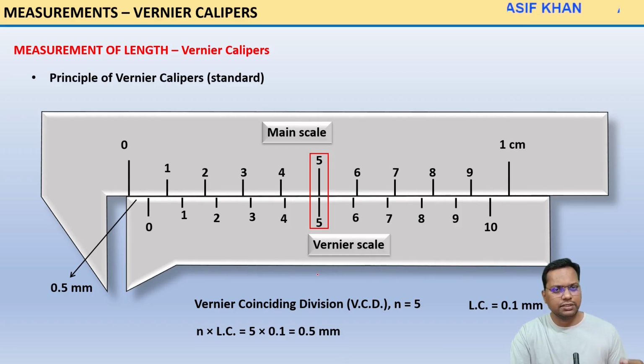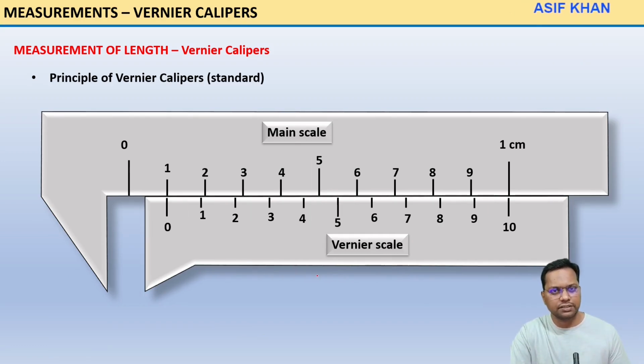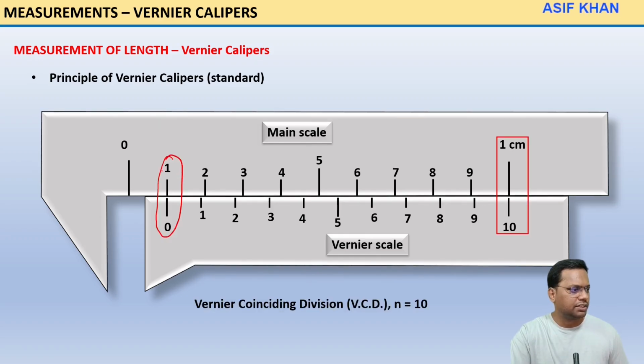Here, if you take a normal centimeter scale, we know that the length of the smallest division is 1 mm. Now that smallest division, we have divided into 10 parts by using a sliding scale on the main scale, and that too in a very simple manner. When the 10th division on the Vernier scale is coinciding with the last line, that is the 1 centimeter line, the zero line is coinciding with the first line on the main scale.